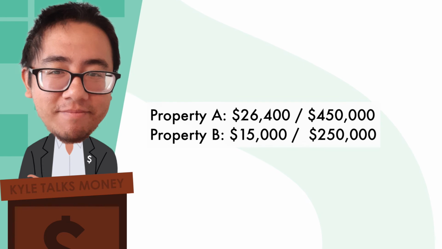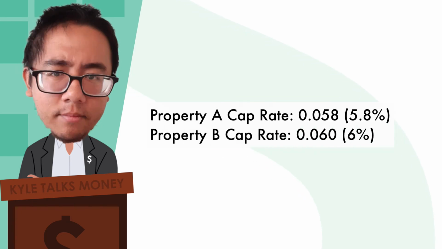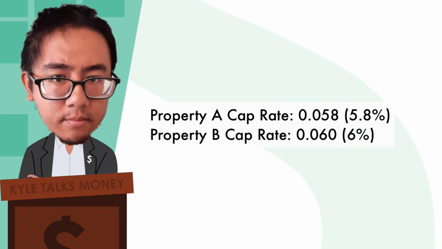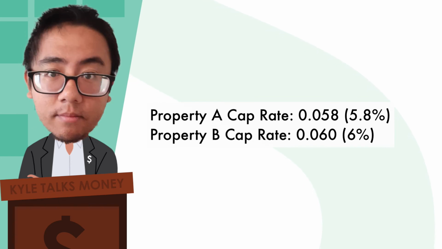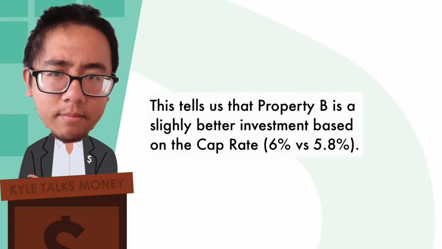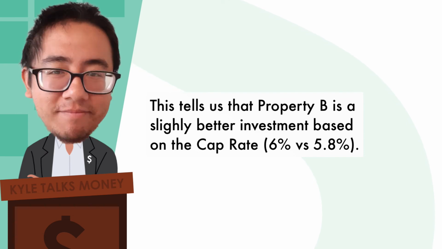This is property A and this is property B. Property A's cap rate is 5.8% and property B's cap rate is 6%. This tells us that property B is a slightly better investment based solely on the cap rate.